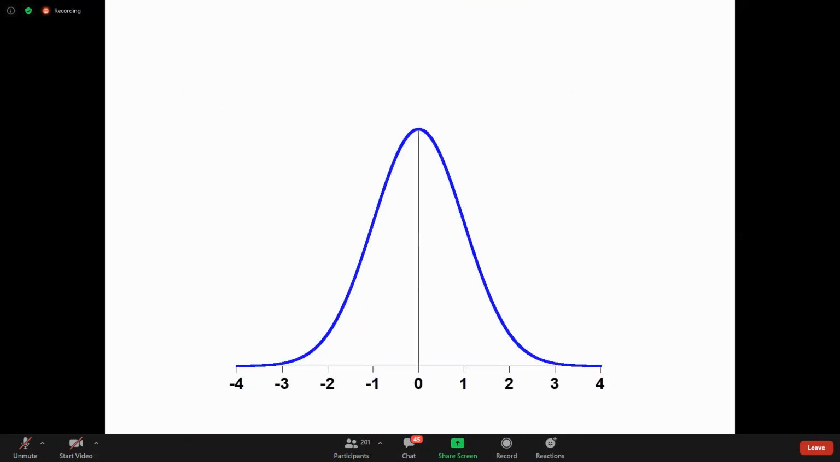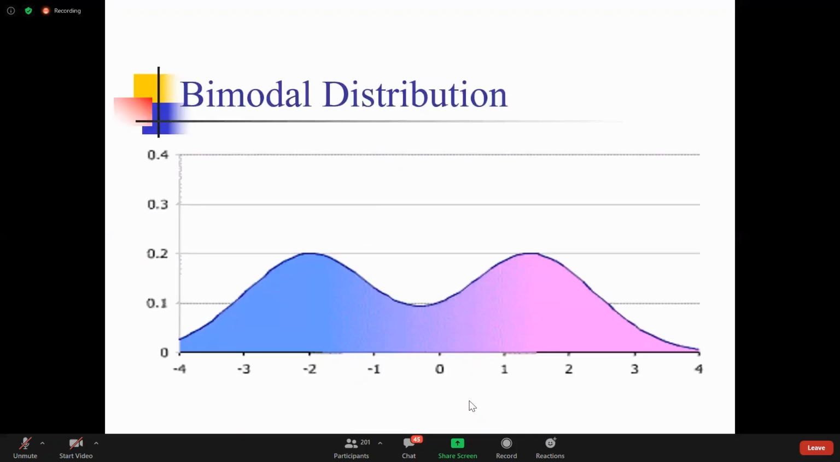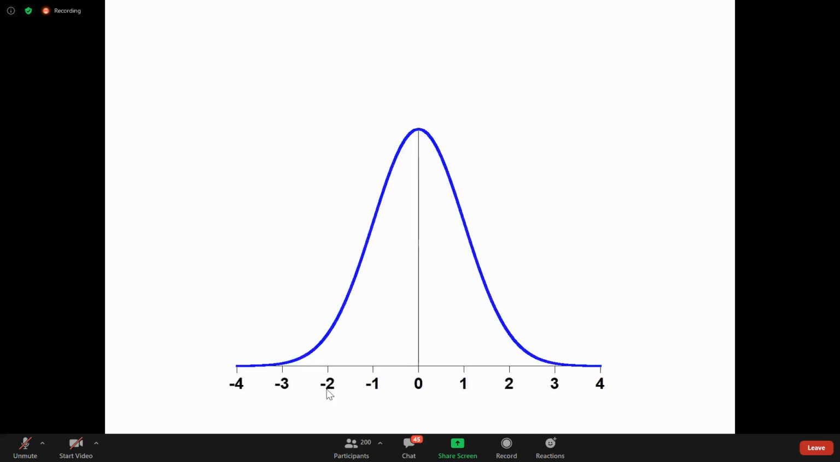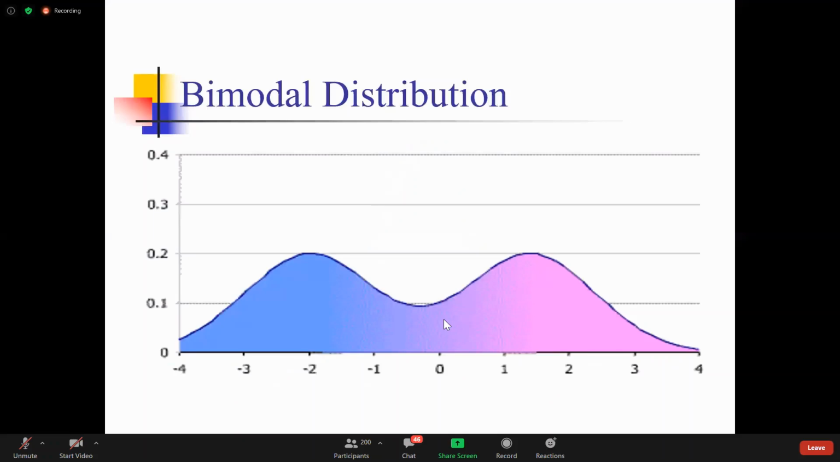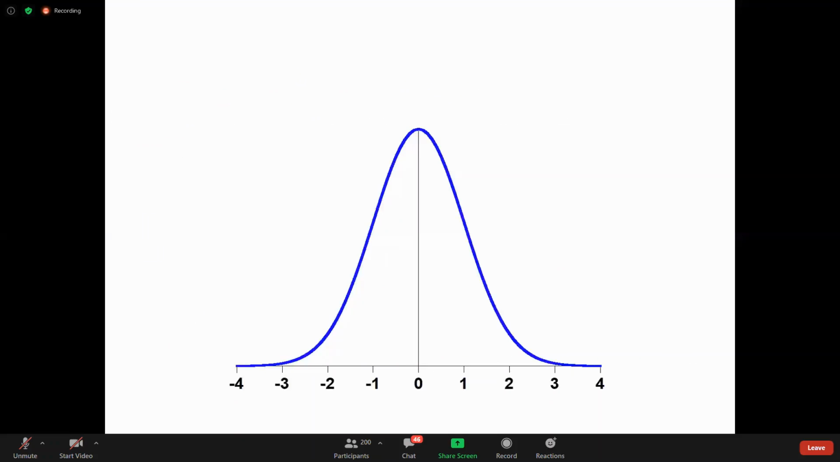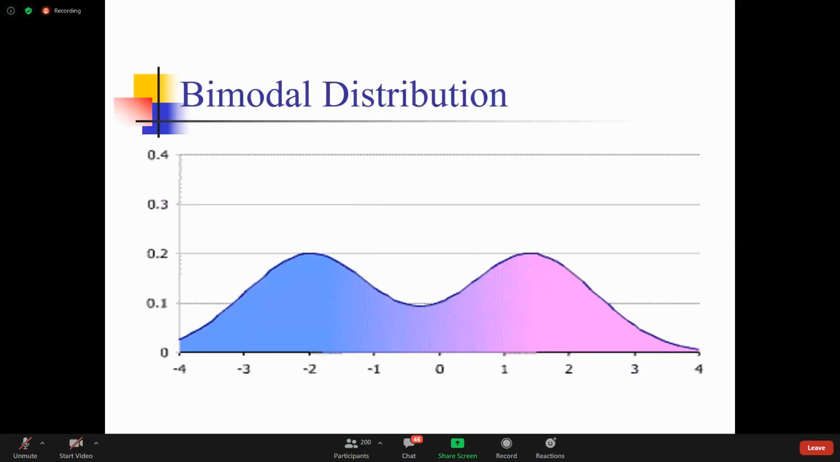Again, look at this graph. 0 is the center. Remember, 1, 2, 3, 4, and then -1, -2, -3, -4. If you add those plus those, it will become 0 because if you take the deviation from the center, it's 0. We'll talk about it later on. Now, the distribution can be unimodal or bimodal. Bimodal, like bicycle, you have 2. So 2 modes, mode 1 and mode 2.